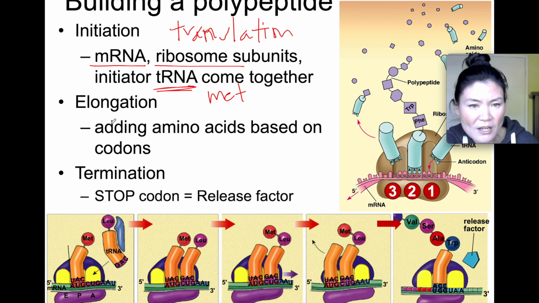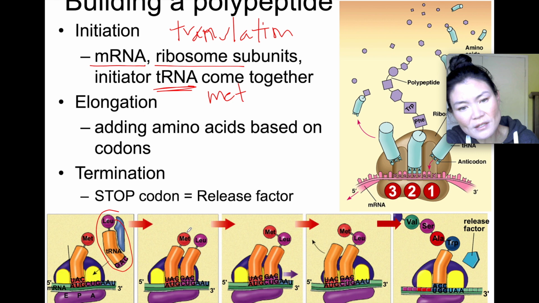And then elongation is when the next tRNA, you see this tRNA, is being brought into the A site. It goes into the A site. And then once the 2 amino acids are sitting side by side in the ribosome, they're going to form a peptide bond. This is called elongation, when the amino acids come in and the peptide bond forms.